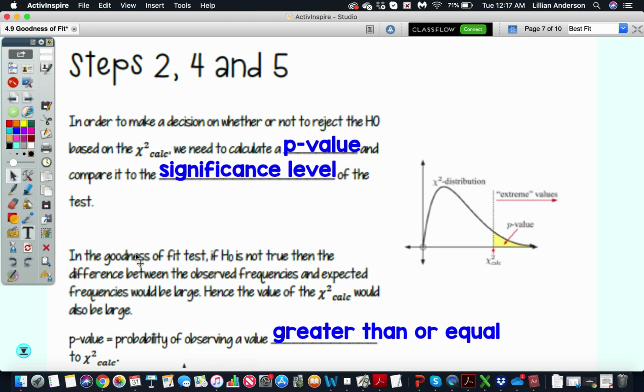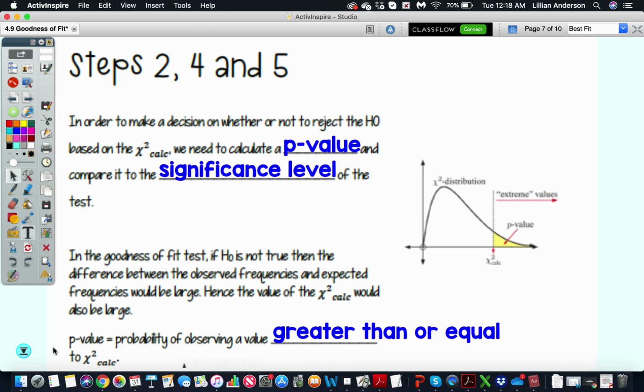Okay? Now, in a goodness of fit test, if your null hypothesis is not true, then the difference between the observed frequencies and the expected frequencies would be large. This is what you're seeing over here in this graph. Hence, the value of the chi-squared test statistic would also be large. So that basically means that if it's not true, then the difference between your observed values and your expected frequencies would be very, very large, which means that if you look at this as an x and y axis, this value would be very large, which means the area underneath the curve, kind of like from normal distribution, will be very, very small.